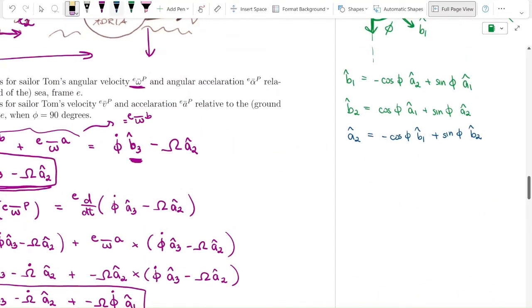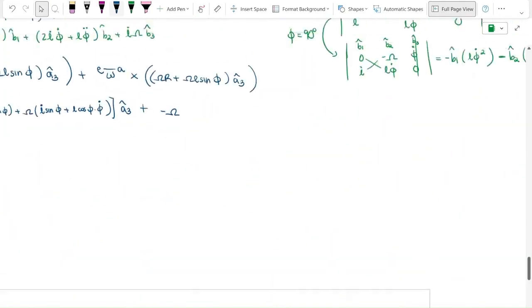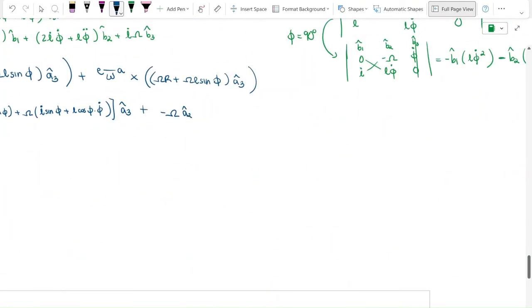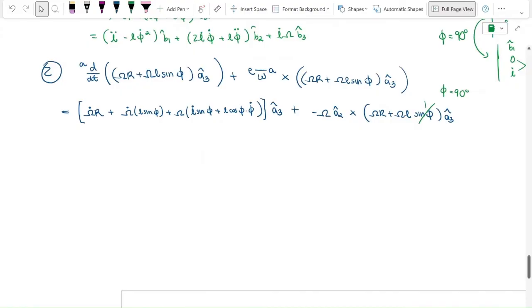Plus the angular velocity of A and E we found was negative omega A2 hat, crossed with this term, so omega r plus omega L sine phi A3 hat. Because it's a cross product, we can immediately plug in phi equals 90 degrees. So this becomes 1, because sine of 90 degrees is just 1. And here we've taken the derivative now, so we can plug in phi equals 90 degrees. So this becomes 1, this becomes 0.